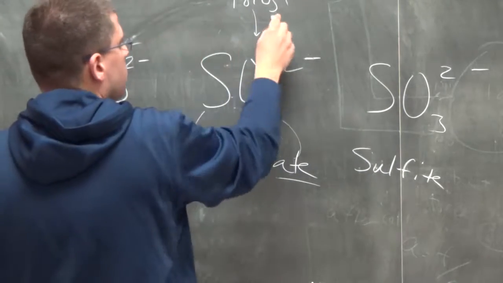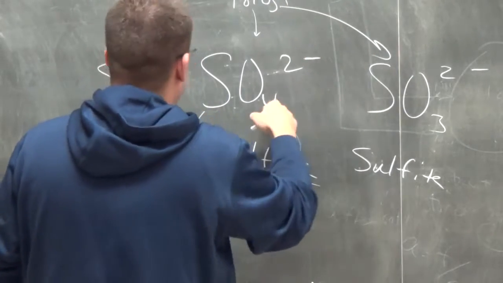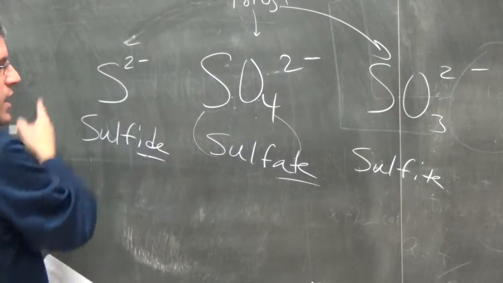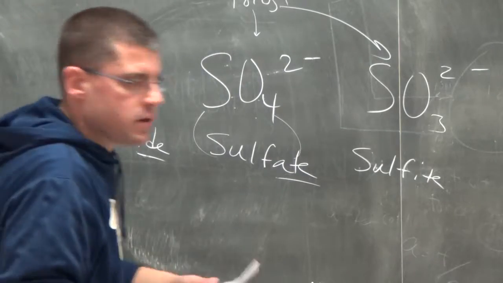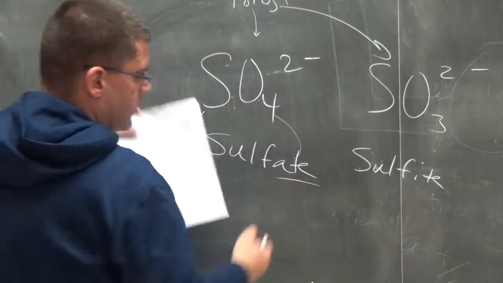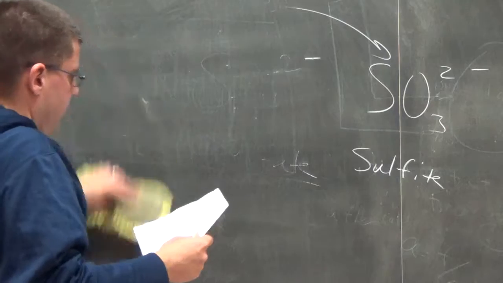This right here is a polyatomic ion. This is a polyatomic ion. This is a single monatomic ion. Mono is 1. Okay? But this you don't have to memorize. That you do. Okay. What's next?